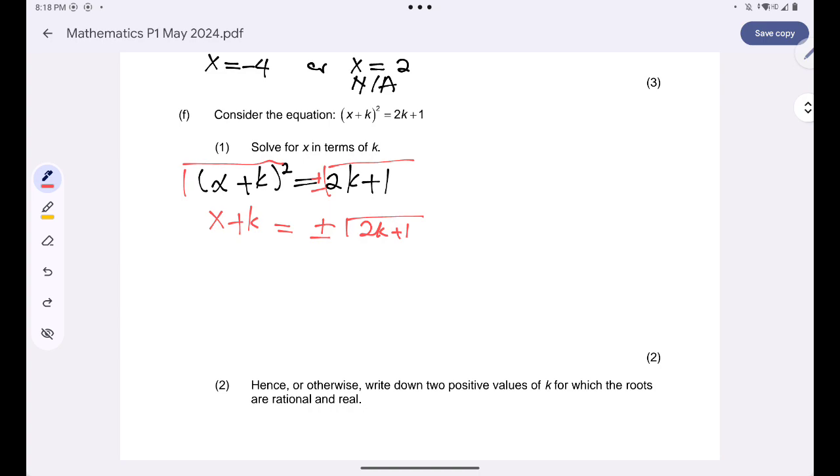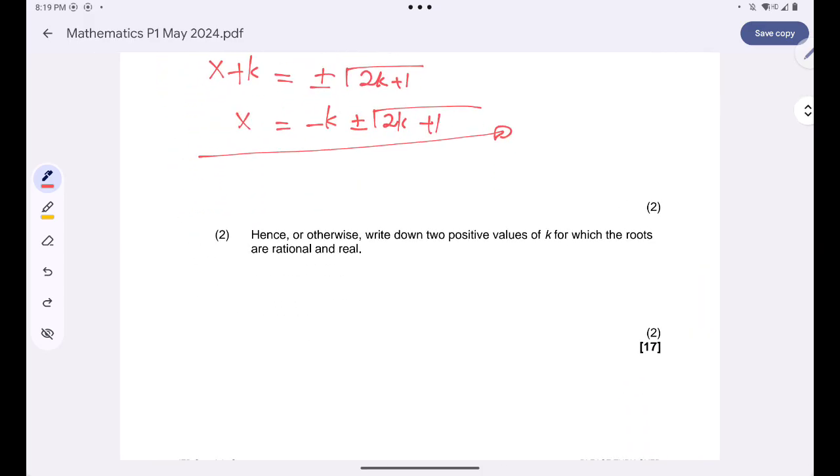Whenever I'm solving x, I'm supposed to isolate x, which simply means I should have x on one side and everything else on the other side. So now I'll have x is equal to negative k plus or minus the square root of 2k + 1. This is my solution. I have solved x in terms of k.